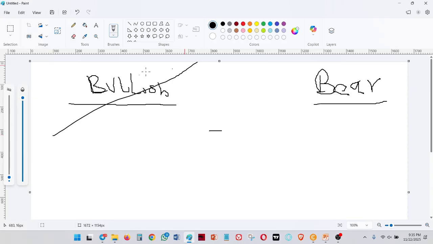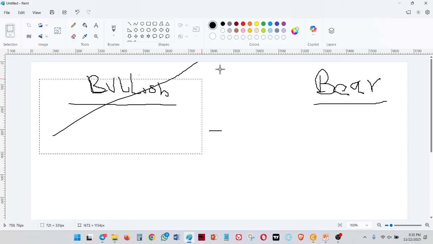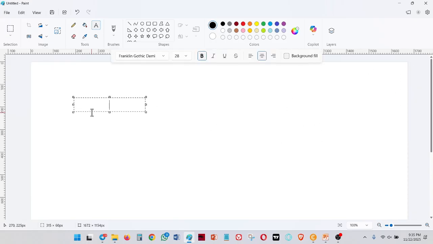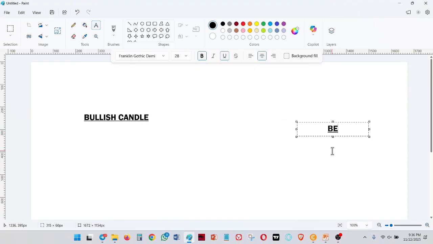Since I'm working with this app, I'll just use the text tool. So I'm going to call it bullish candle, underline, and the next one is going to be bearish candle.